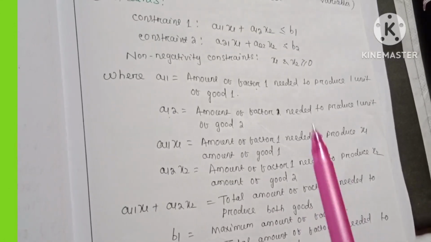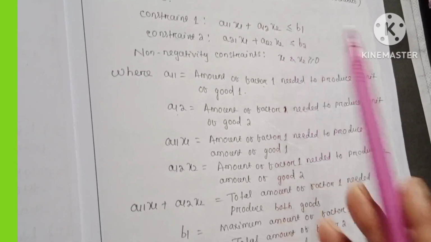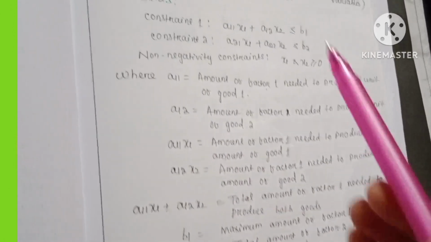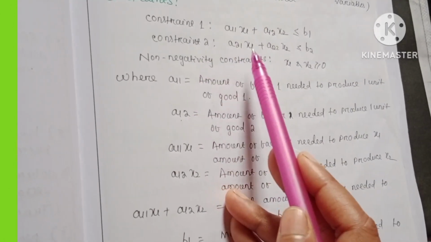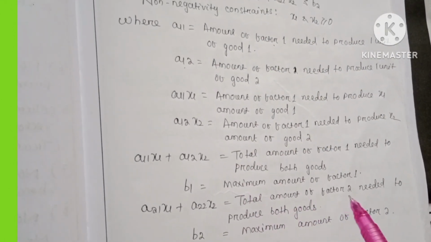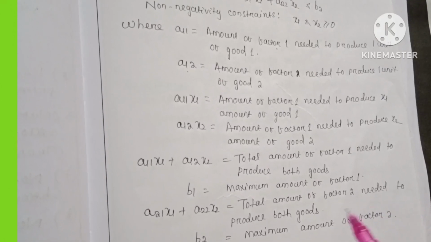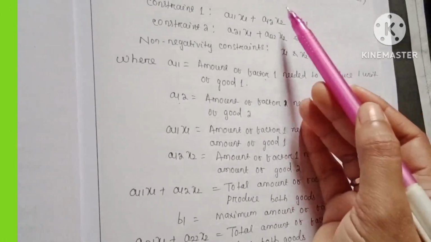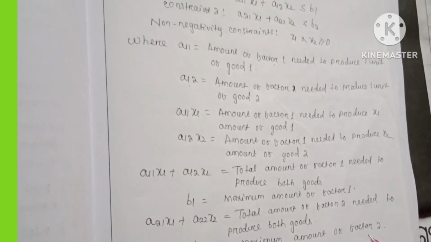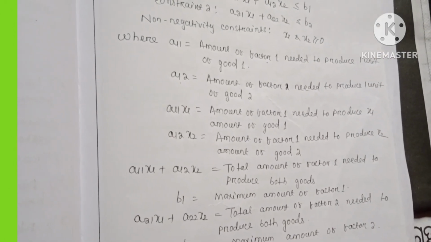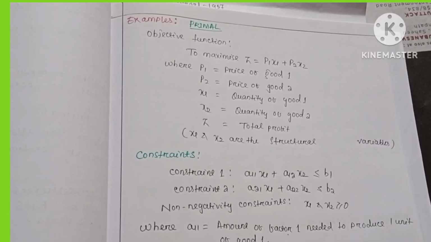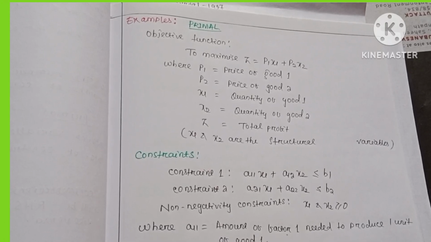Okay, here b1 in constraint 1 represents the maximum amount of factor 1. Similarly, a21x1 plus a22x2 represents the total amount of factor 2 needed to produce both goods. And b2 in constraint 2 represents the maximum amount of factor 2, right? Next we will discuss how to convert this primal problem into a dual one.